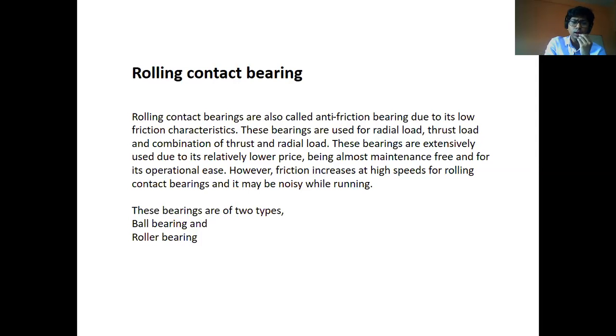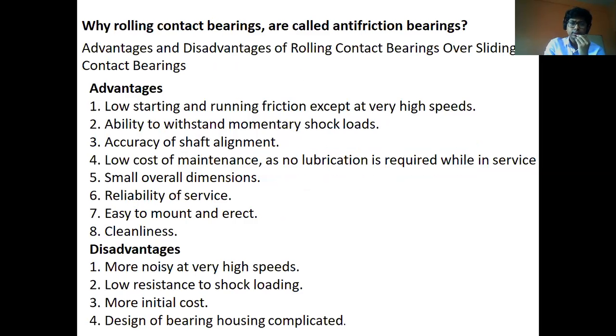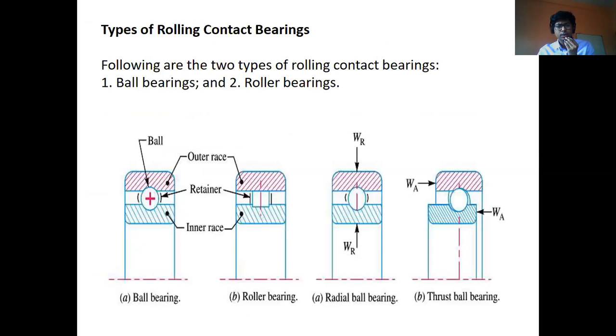Rolling contact bearings are subclassified into two categories, broadly. One is ball bearing, another is roller bearing. We use a rolling contact bearing when low starting and running friction is needed, accuracy of the shaft alignment is needed, and where cost is a primary consideration, and in all other cases we consider rolling contact bearing.